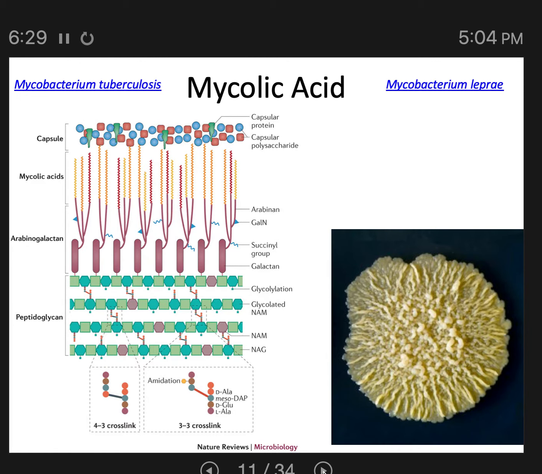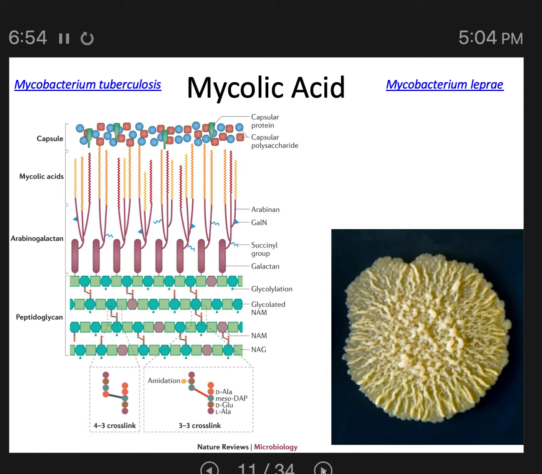Okay. Mycolic acid. So mycolic acid, remember, is the main component of the cell wall of mycobacteria. So mycobacteria include the bacteria that cause tuberculosis and the bacteria that cause leprosy. They look a little like a fungus when they grow. They look kind of like yeast because they have this waxy look to them, and that's because mycolic acid is a wax. So it's mainly a solid lipid.